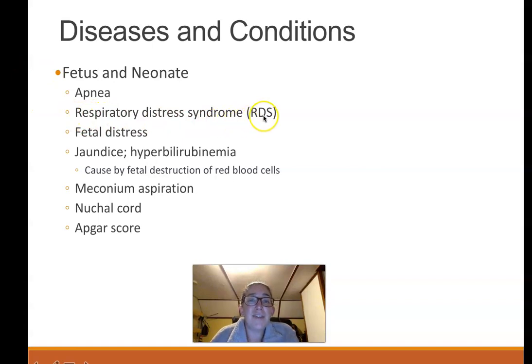Respiratory distress syndrome used to be very common in preemies. It's improper development of the lungs. That's really the biggest danger with preemie babies, that they have trouble breathing.